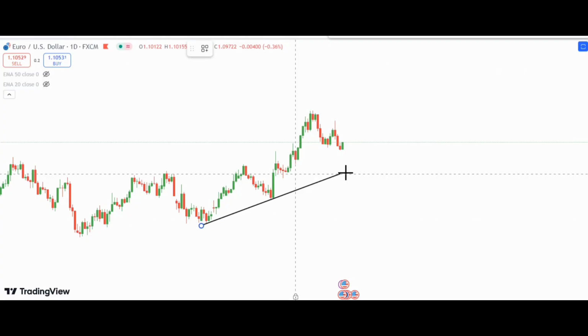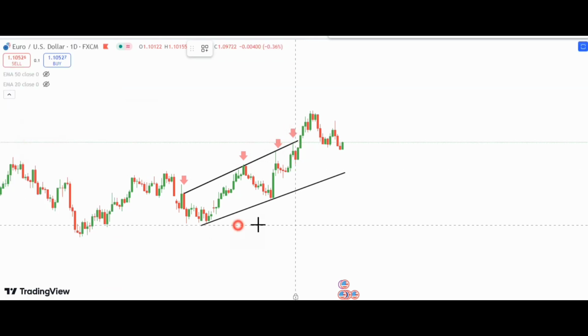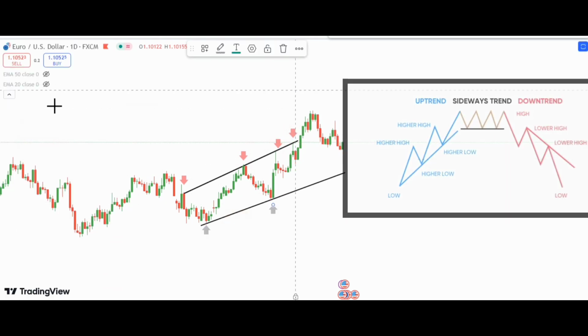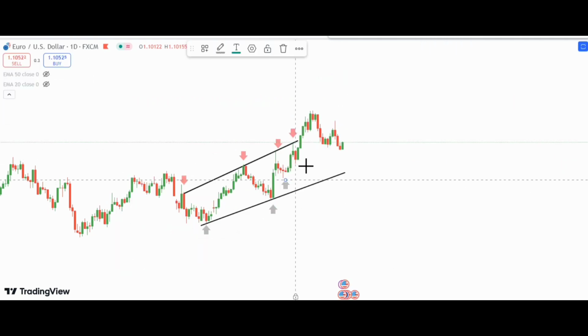Let's start with the daily chart. Here we want to identify the overall market trend. Is the market in an uptrend or downtrend? Tools like trend lines, the 50 EMA, exponential moving average, and candlestick patterns help us with that.